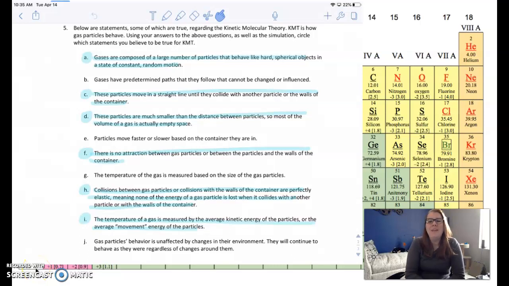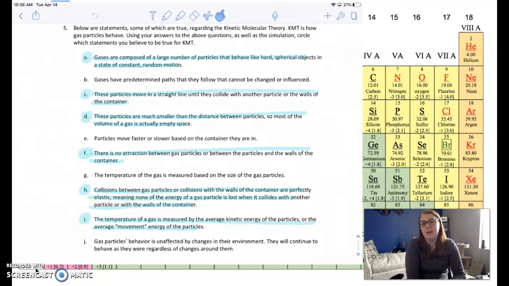Hey everybody. So this is a video that is building on the Kinetic Molecular Theory, KMT, simulation and worksheet that you should already have completed. You would have watched the PhET simulation, watching a bunch of those gas particle dots bouncing around in the container, and you would have attempted to figure out which of these statements are true regarding gases using that simulation. These statements that I have highlighted here are the statements that are in fact true.